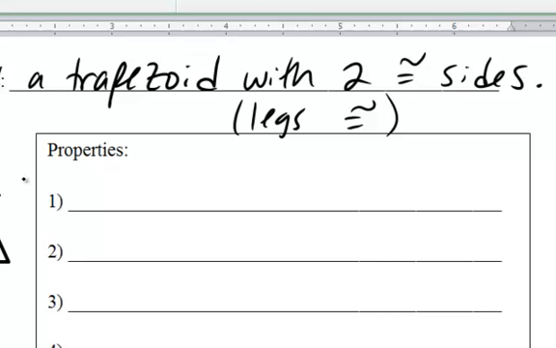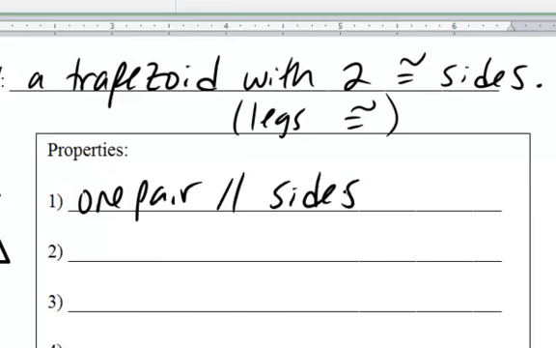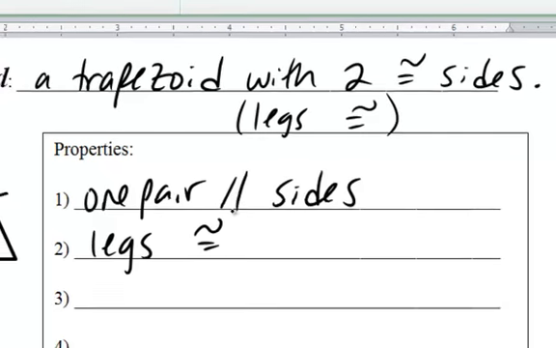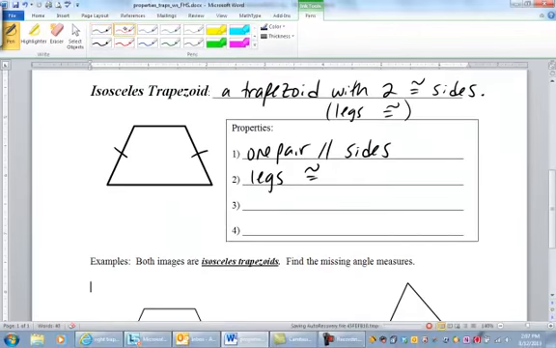And there are a few properties of an isosceles trapezoid. First of all, it has 1 pair of parallel sides. That's what makes it a trapezoid. And what makes it isosceles? It has the legs congruent. That's what makes it isosceles. So we took care of trapezoid and we took care of isosceles. There's 2 other cool things about this. One of them is that the diagonals are equal. So if we draw the diagonals in, they're the same length.